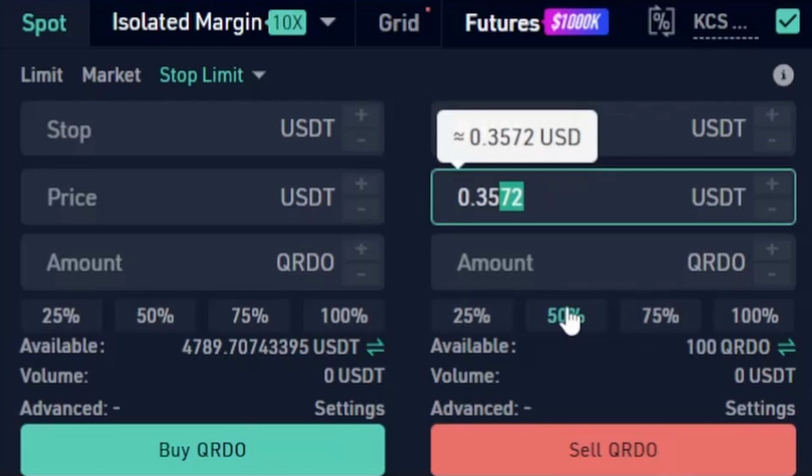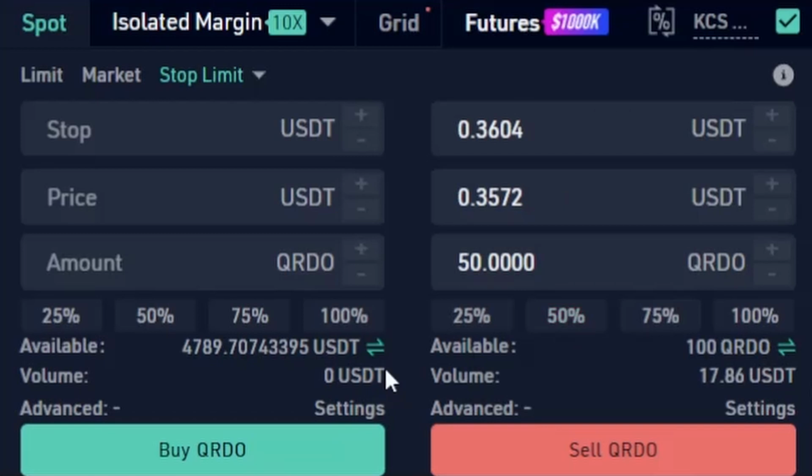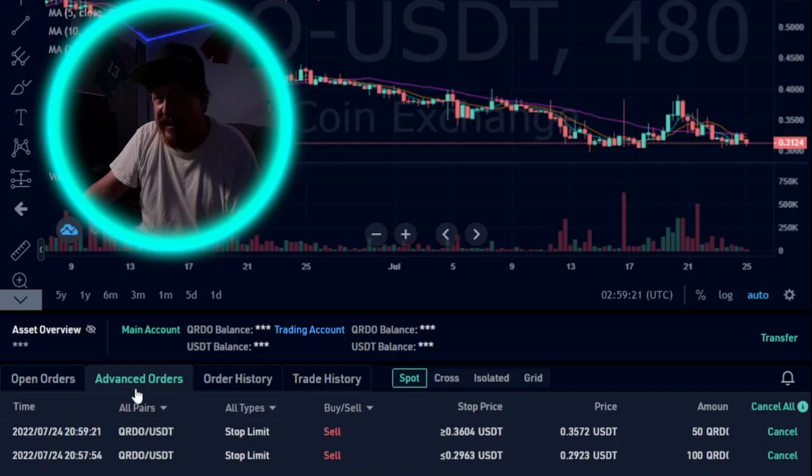I'm going to click 50%. That's the amount that I'd like to set up. I'm going to do 2 take profit levels, half at this price, half at the next. I'm going to click Sell Credo, and it's going to create, under the advanced orders, another order that says it will trigger at 3604. I'm going as low as 3572, and it's half of my available Credo.